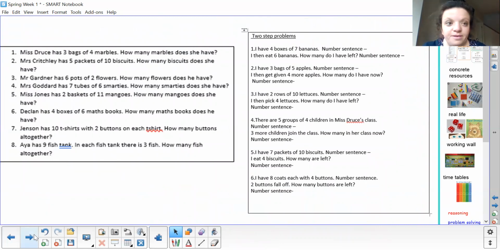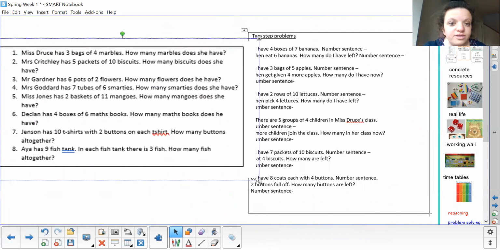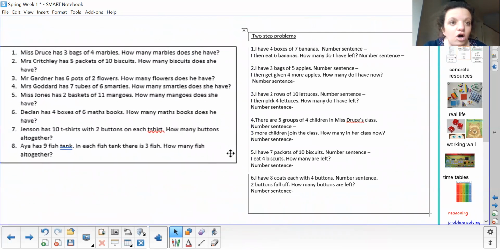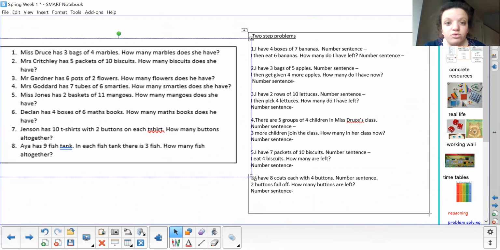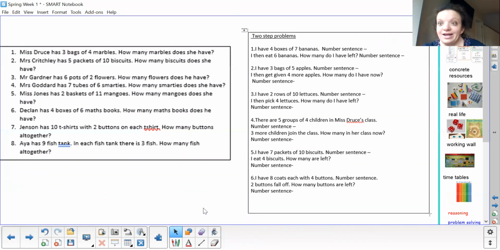So you've got lots of problems here on the board. The easier ones are on this side, and the harder ones are on this side. So the first one, for example, is Miss Druce has 3 bags of 4 marbles. How many marbles does she have? So you can draw it, okay? So draw the bags, write the number sentence, and then work out the answer.